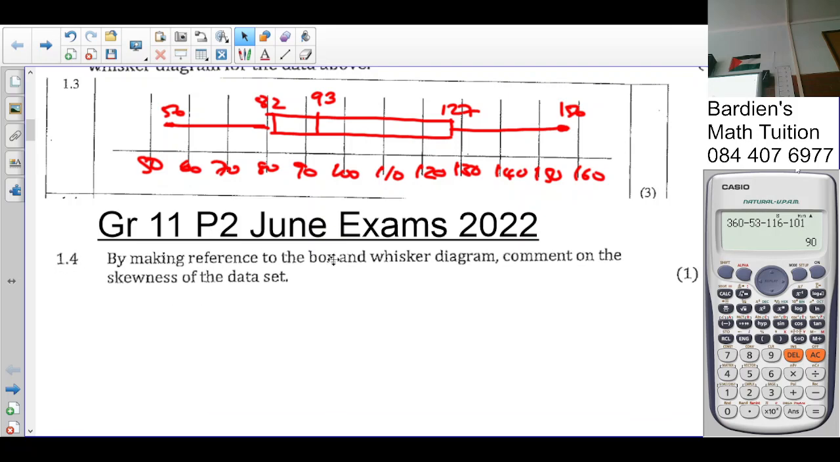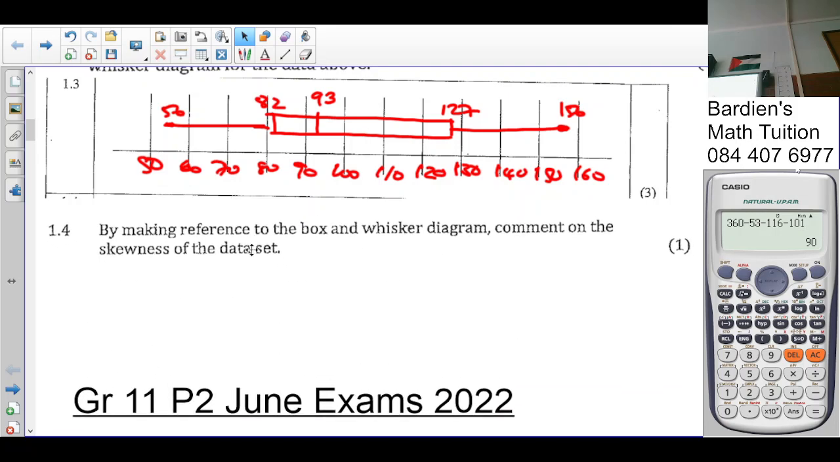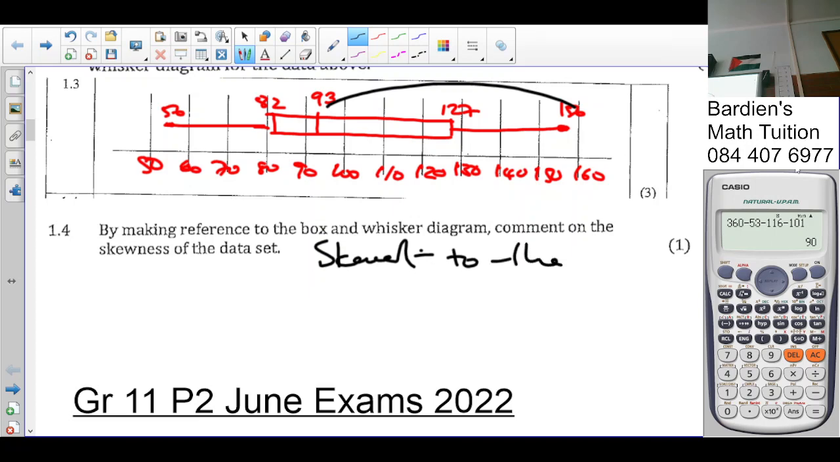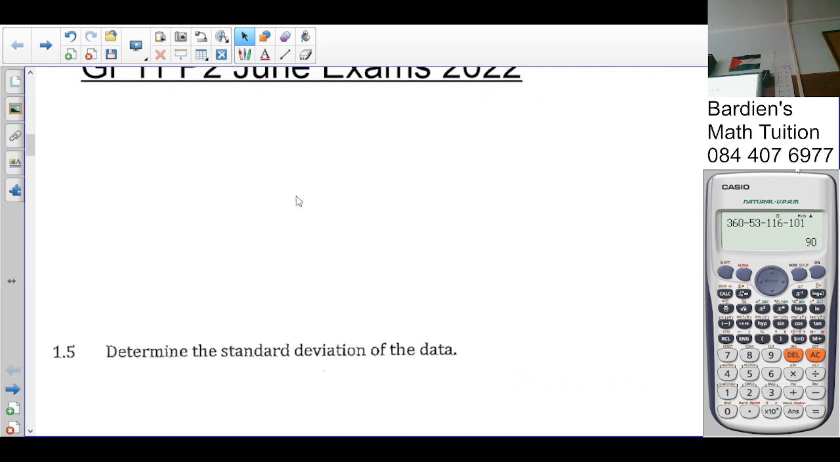So the next question says, by making reference to the box and whisker diagram, comment on the skewness of the data. As you can see here, which side is larger? From your median to the maximum value is larger than the median to the minimum value. So this data is skewed to the right. Can you see this side is bigger, so it's skewed to the right, or positively skewed. The dot is lopsided to the right hand side. It's leaning more to the right.